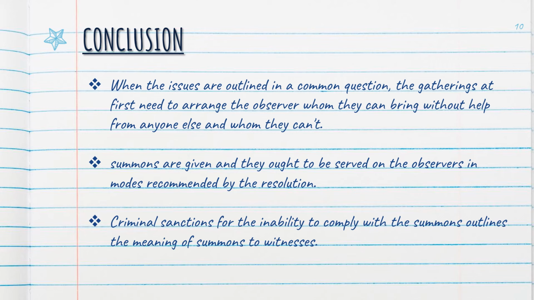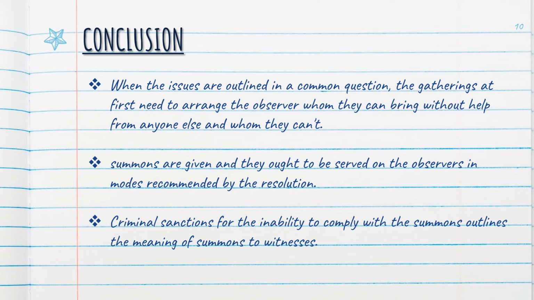Now, at last, the conclusions. Once the issues are framed in the civil dispute, the parties initially have to classify the witnesses whom they can bring by themselves and whom they cannot. Accordingly, a list of witnesses who can be produced only with the court's assistance has to be made and submitted to the court.